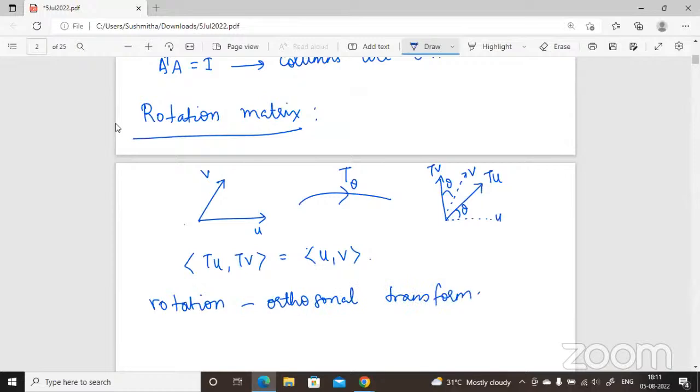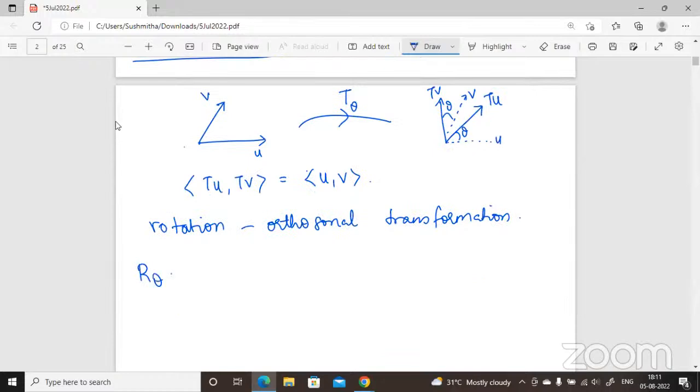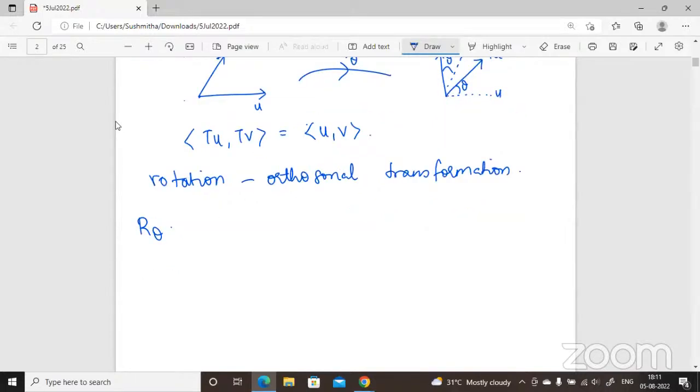This is an example of an orthogonal transformation, and the matrix of this transformation is called the rotation matrix. So it is a rotation matrix. And what is the 2 cross 2 rotation matrix? cos theta, minus sin theta, sin theta, cos theta.